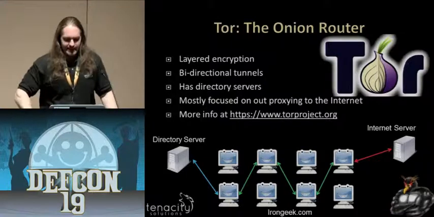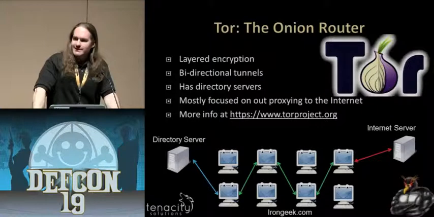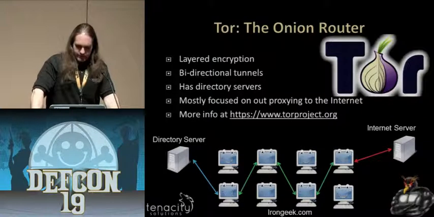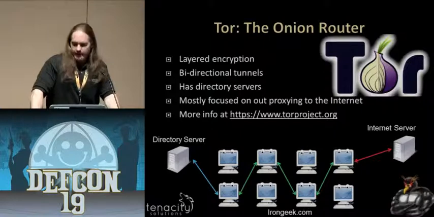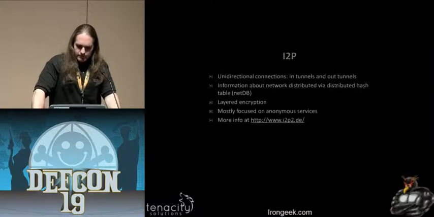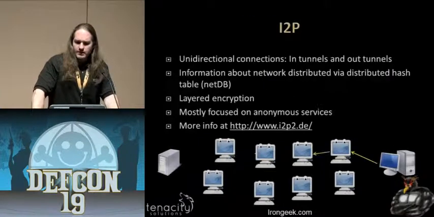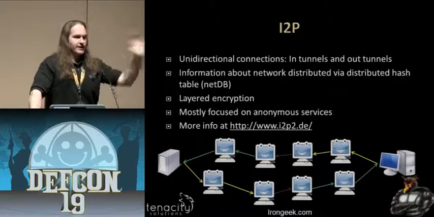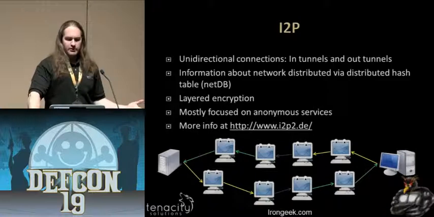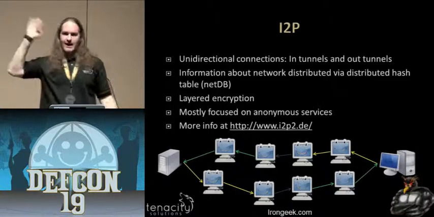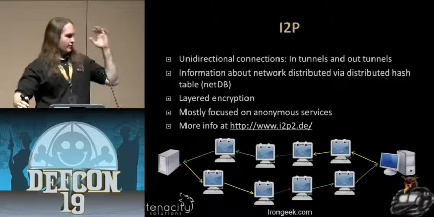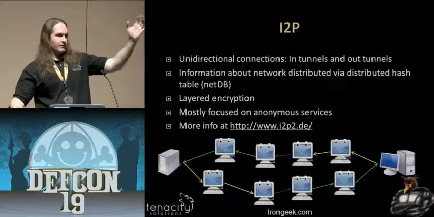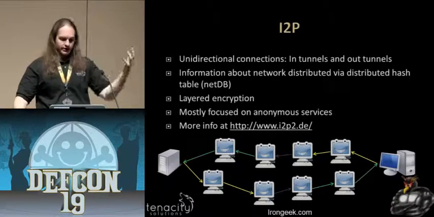Hidden services are a slightly different issue where you can host something inside the Tor network. But it's mainly focused on outproxying to the public internet. I2P, on the other hand, is a little bit different. Instead of using bidirectional tunnels where you build a circuit and it's both your in and your out, it has unidirectional tunnels where basically you have a series of out tunnels. You send something out and you send it into someone else's in tunnels. And you have in tunnels of your own, through which information comes to you from other people's out tunnels.